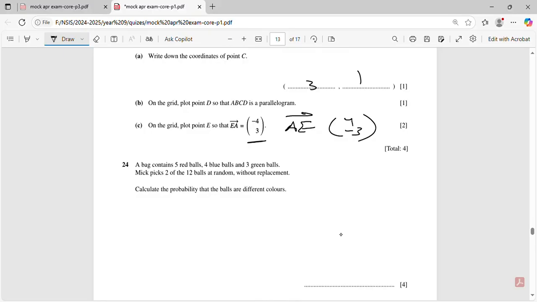A bag contains 5 red balls, 4 blue balls, and 3 green. Pick 2 of the 12 balls at random without replacement. Calculate the probability that the balls are different colors. As long as we talk about different colors, I can assume that I have red and blue, or blue and red. We can name it red, green, green, red, or blue, green, green, and blue, right? So for this condition, this is 5 out of 12, for red, but what about the rest?